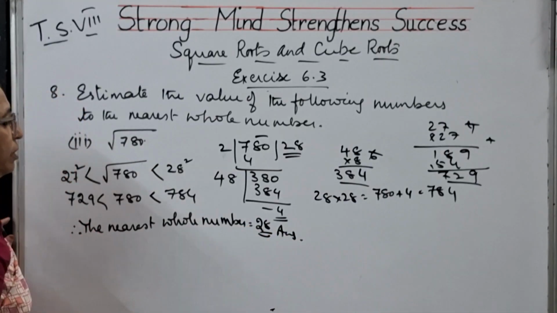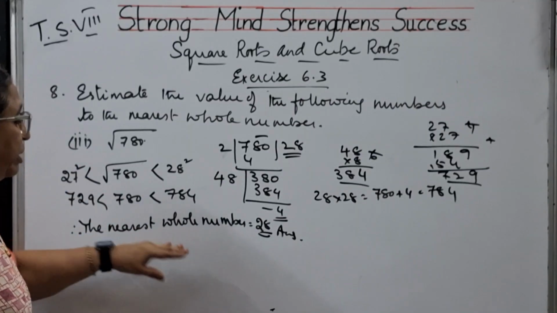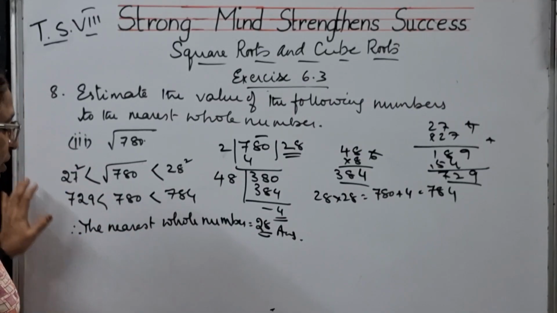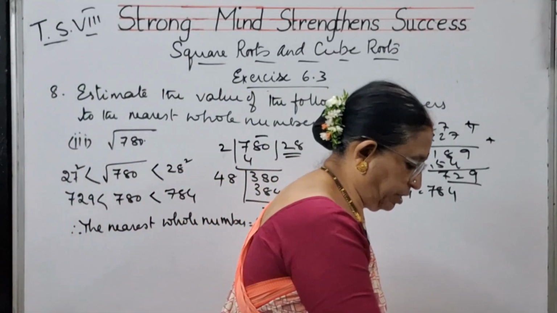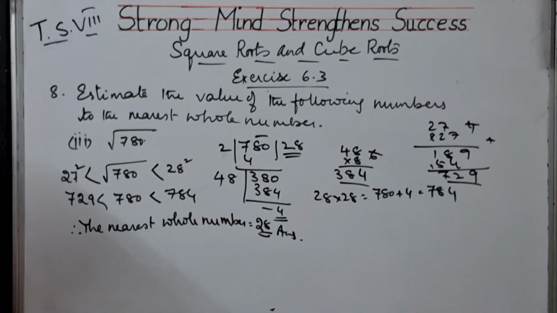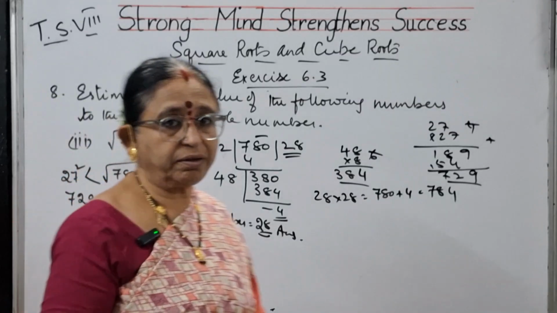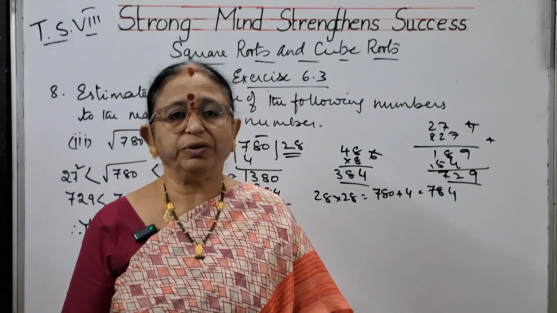So if you have bigger values like this, it is the easiest method for you children to do the sum. So 28 is the answer for this third bit, children. So please note it down. With this, I'm going to conclude today's topic. The next part I'll be doing in the next class.